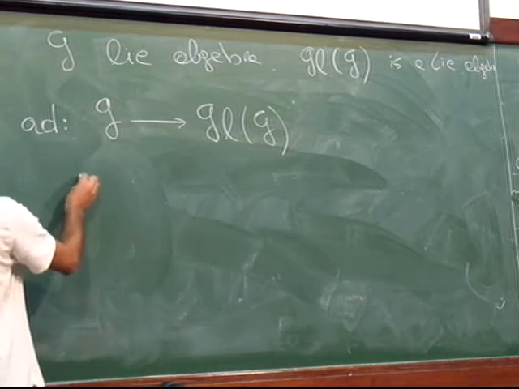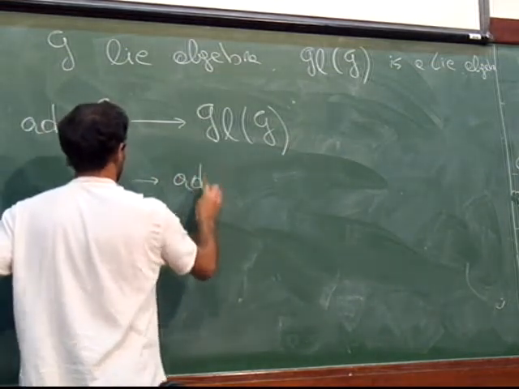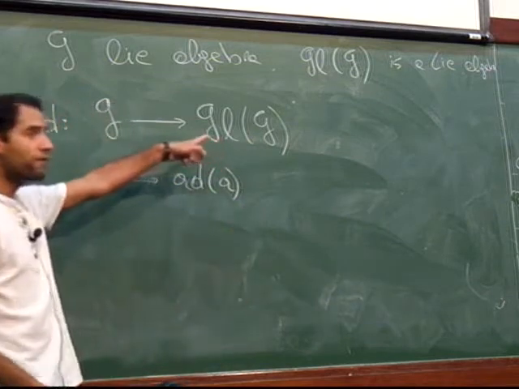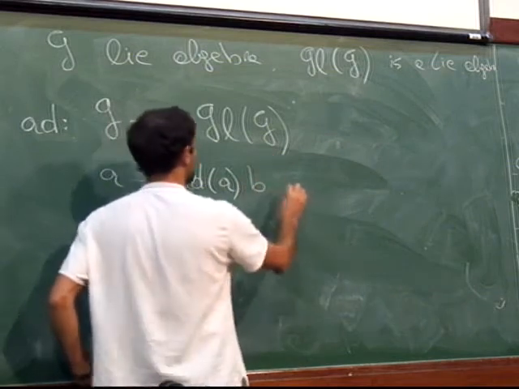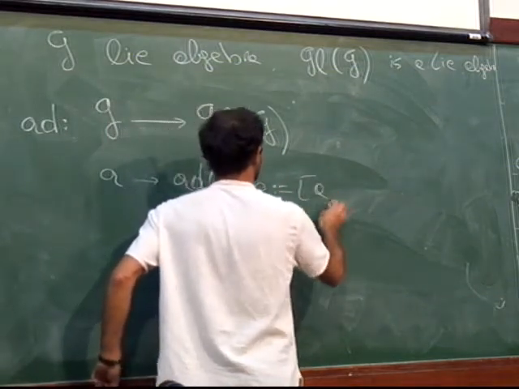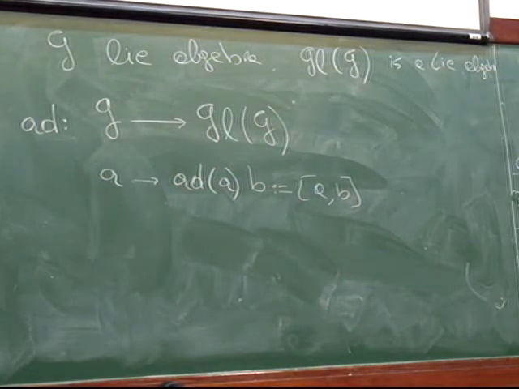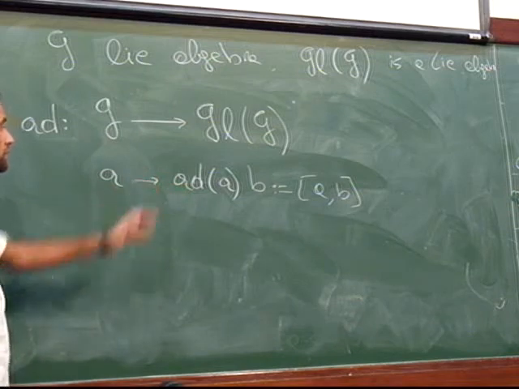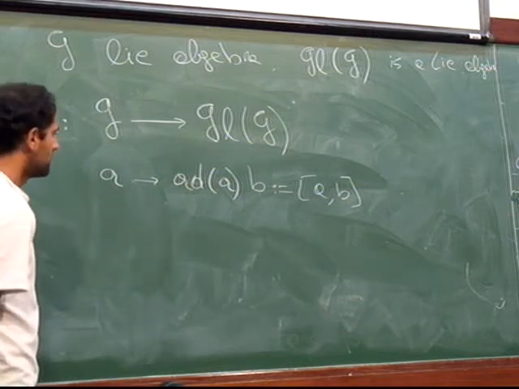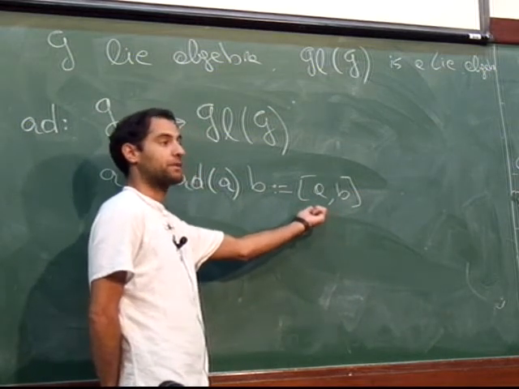So how does it go? Well, for any A in G, you give me ad A. This should be an endomorphism inside of G. So ad A acting on B is by definition the bracket of A and B. Lemma: this is a morphism of Lie algebras. For that we need to check, first of all, that this map is linear. That I leave to you. This is just the fact that the bracket is bilinear, so in particular it's linear in the first argument.